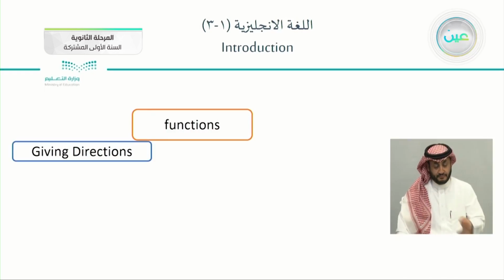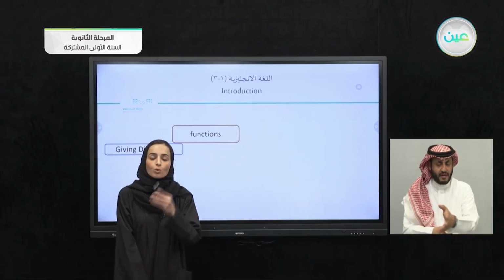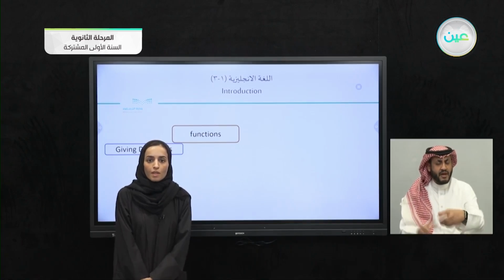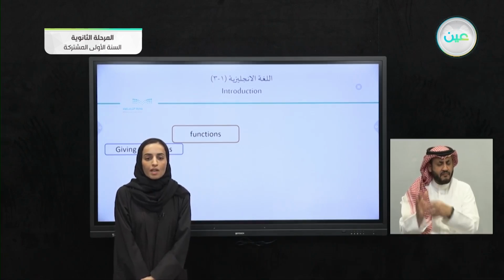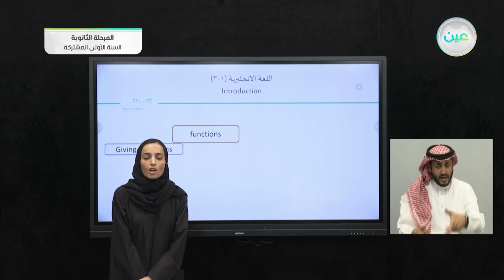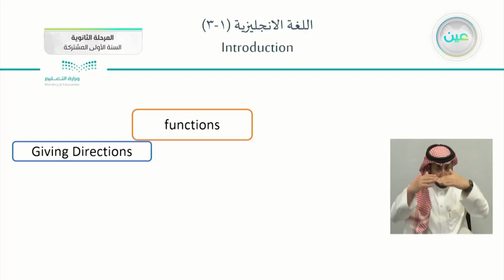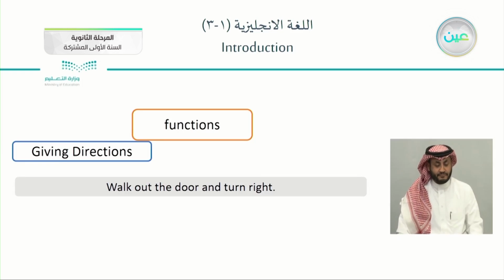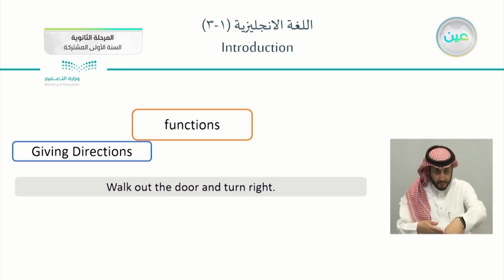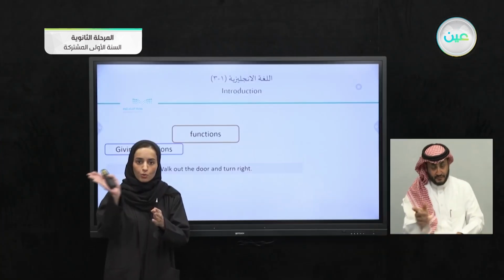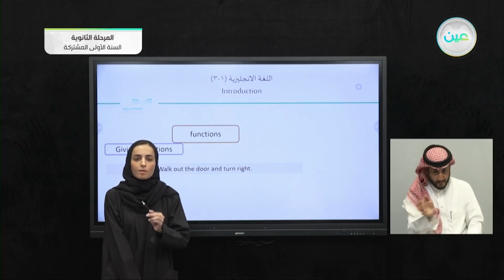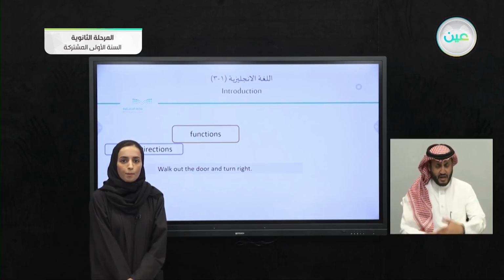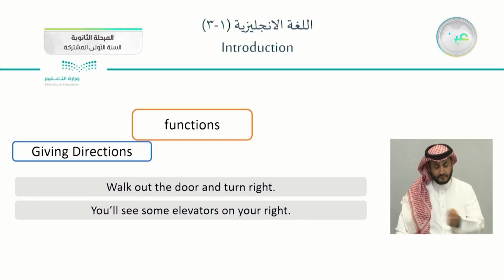How about the other one? When you are giving directions, telling people how to get to a certain place. How can I get to your house? How can I get to the bank? Or, let's say, to the supermarket. The shopping assistant was telling them how to get to the bank. She said, walk out the door and turn right. So go out and turn right. We are giving them the directions step by step. Then we will say, you will see some elevators on your right.